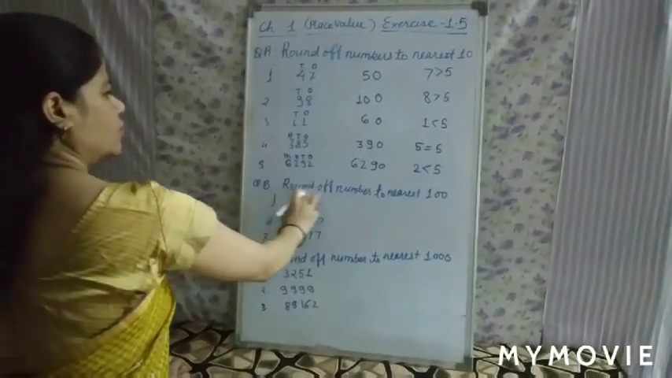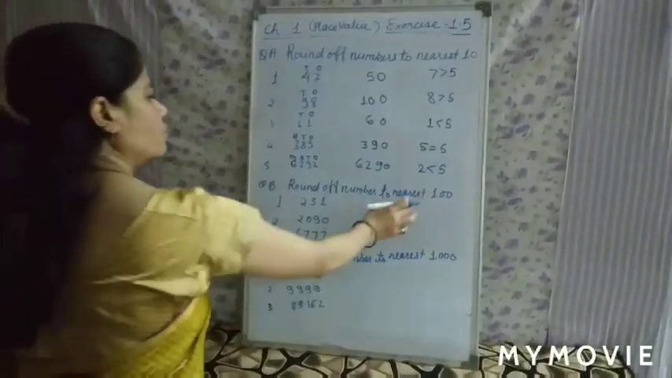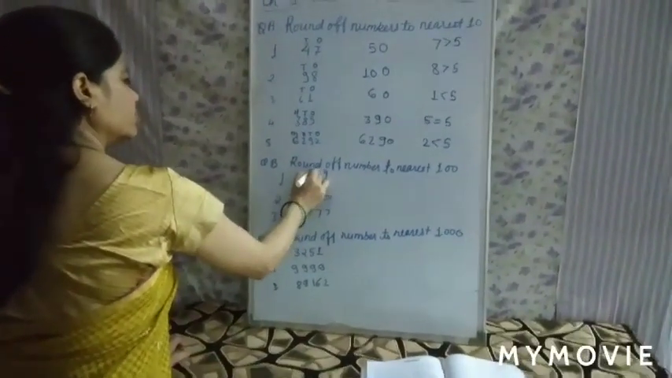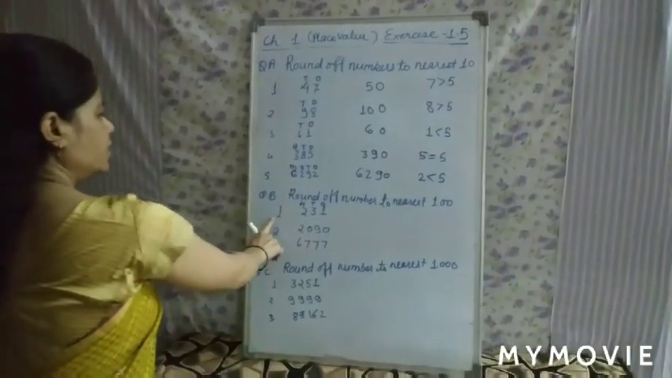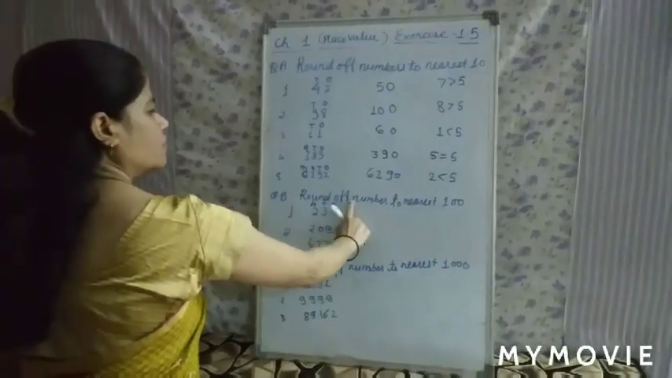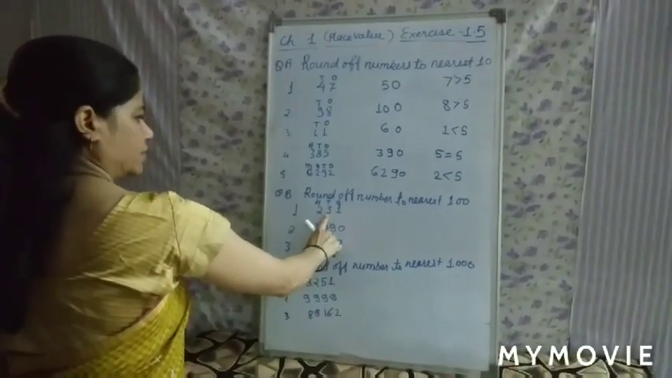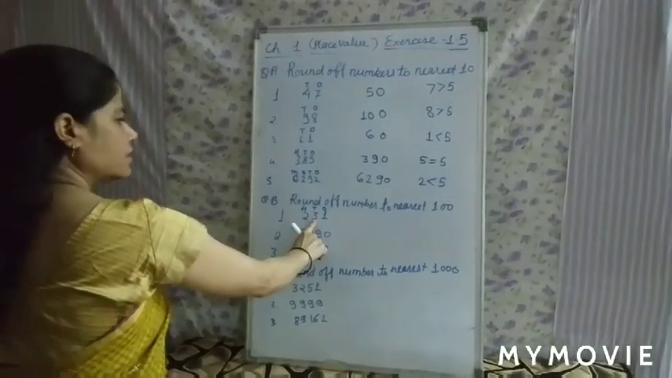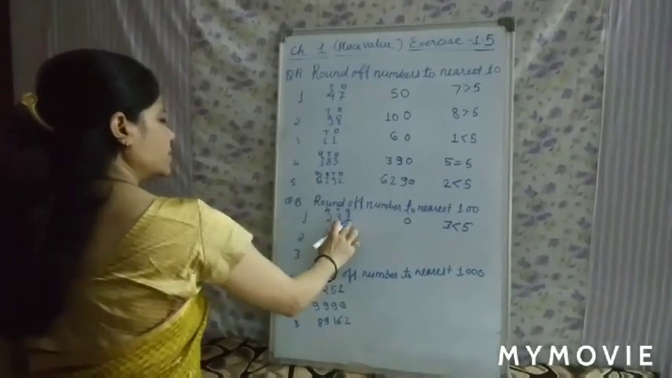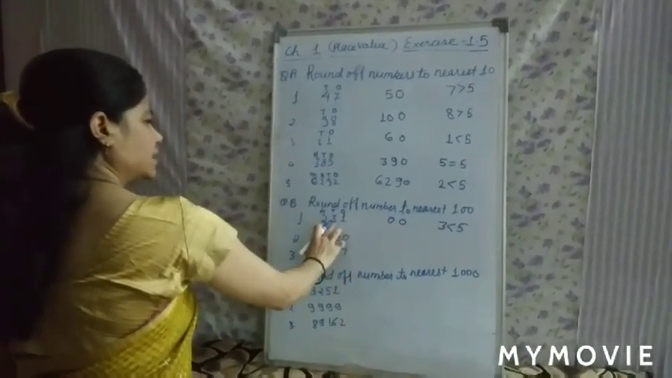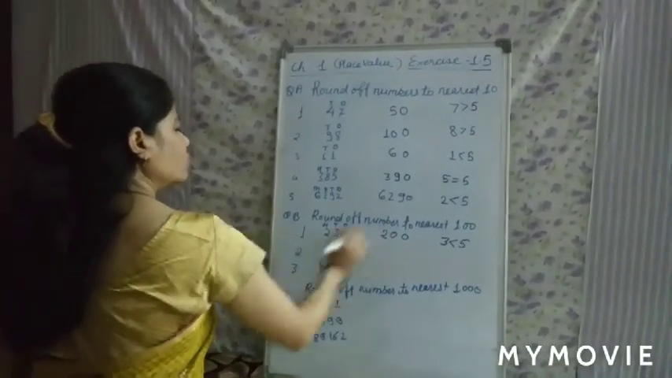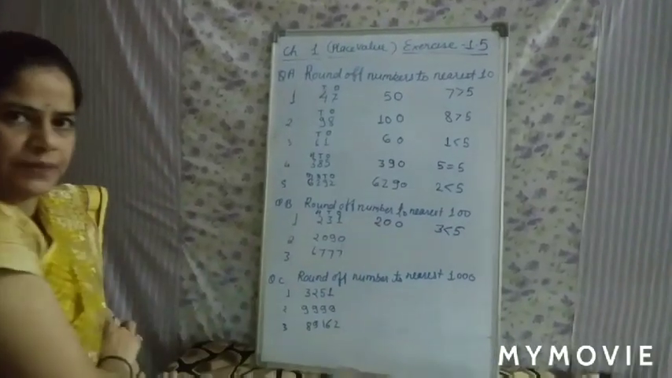Now question number B is round off numbers to the nearest 100. Now you have to round off the number to the nearest 100. So you have to see the digit of the tens place. Now in the first question the number is 231. Since you have to round off to the nearest 100, see the digit of the tens place. Here the tens place digit is 3. 3 is less than 5. So put 0 on the ones place digit. Put 0 on the tens place digit. Since 3 is less than 5, there will be no change on the 100 place digit. So you have to write 2 as it is. So the answer is 200.